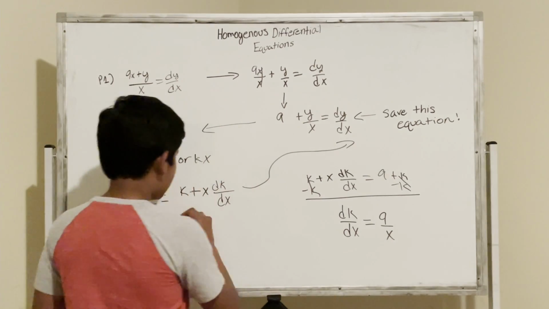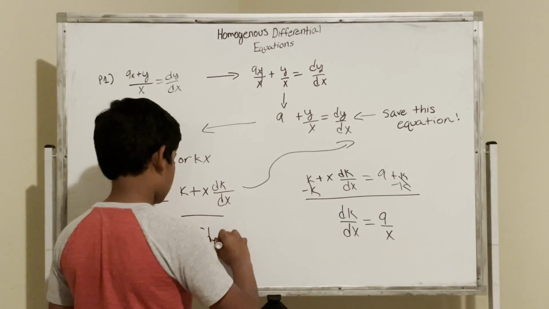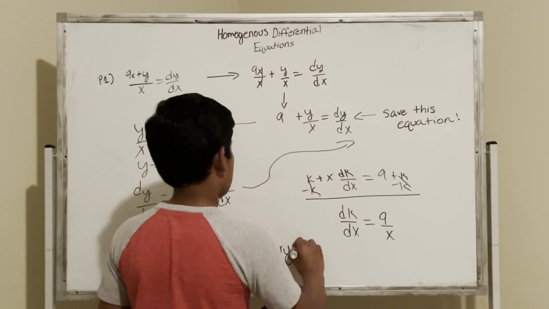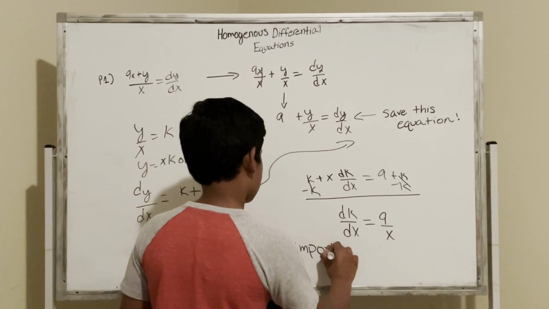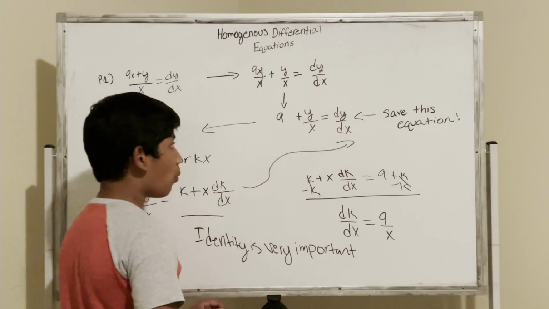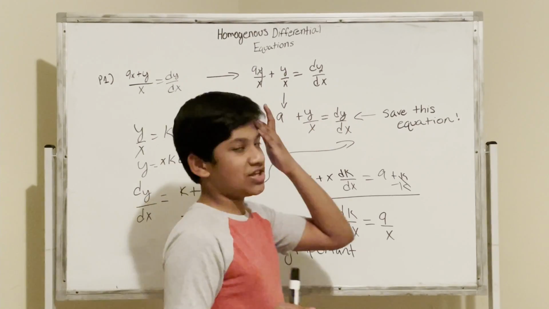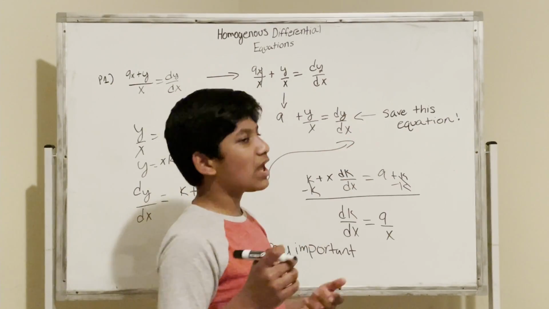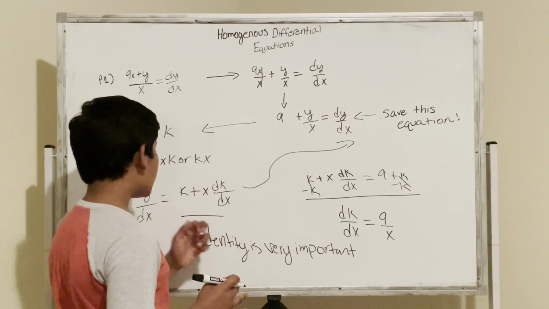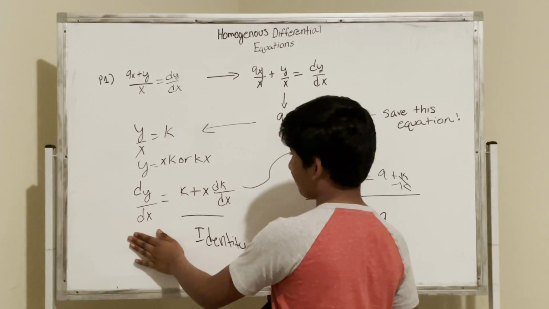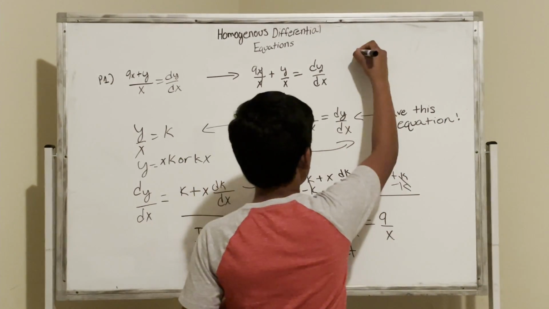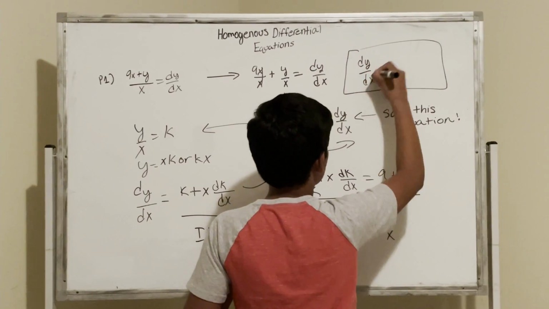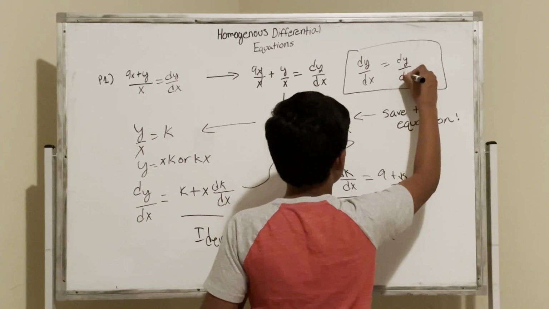Now, this identity is very important, because we know what dy over dx is, one of the main things which we should try to look for before we save the equation. We know what dy over dx is, so we also know what dy over dx is over here. So we can save that dy over dx is equal to dy over dx.